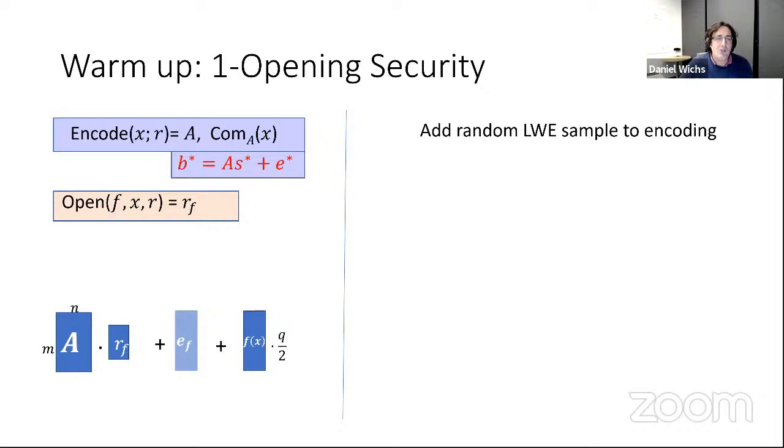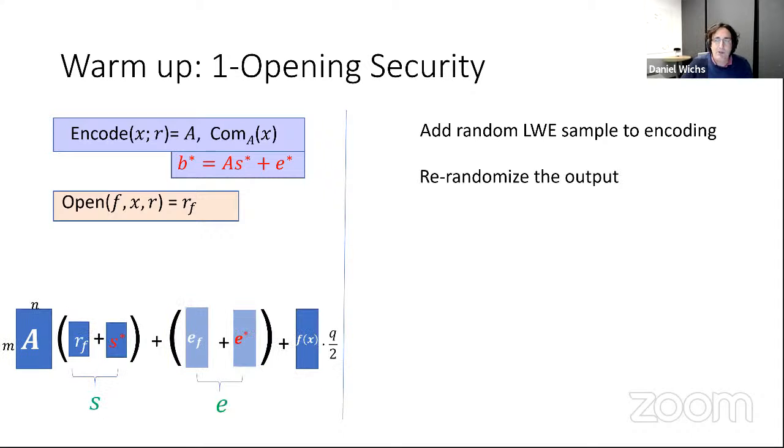So here's the idea. I'm just going to add a random LWE sample A S star plus E star to the encoding. And I'm going to essentially use this sample to re-randomize the output. So I'm going to do the computation as before, but I'm also going to add in this A S star plus E star to the homomorphically computed output. And then when I give the opening, I'll give you not just the original R_F, but R_F plus S star.